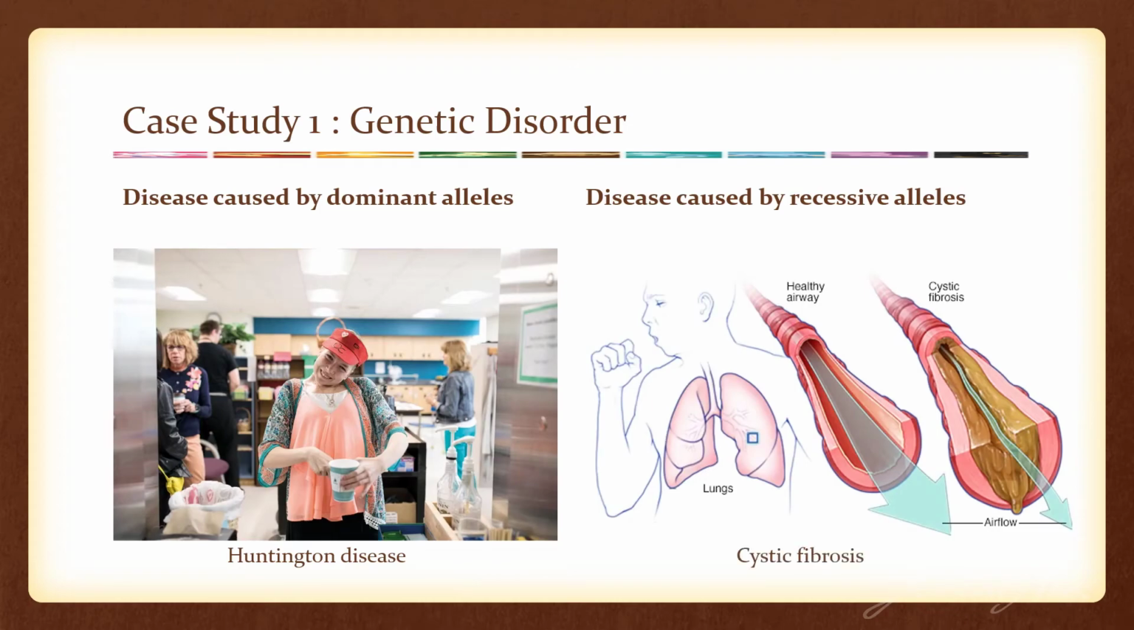In the case of cystic fibrosis, the patient actually has two copies of the recessive allele because it is a disease caused by recessive alleles. Hence, the patient has to be homozygous to get the disease. The important thing to take note of is that just because a gene is dominant doesn't mean that it produces something good. Because in the case of Huntington's disease, the dominant allele actually causes the condition to develop.